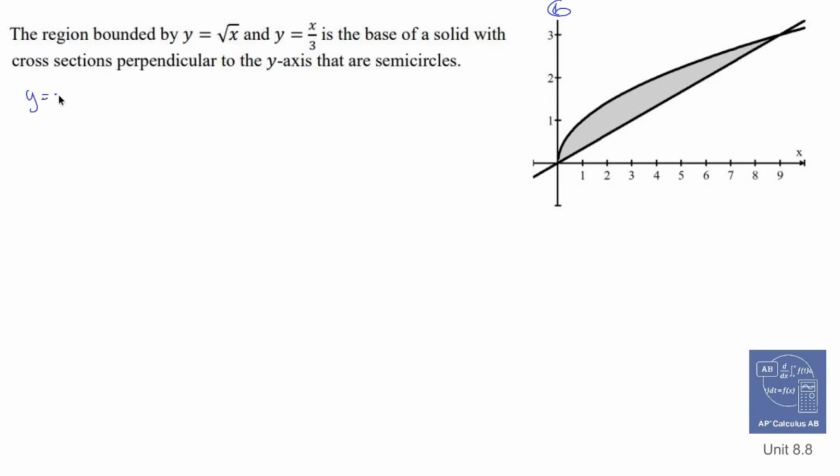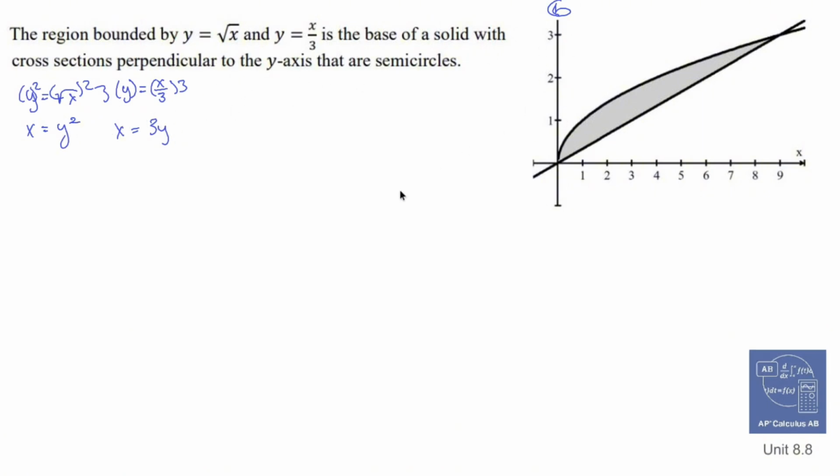So y equals root x, solving that for x is going to have me square both sides, and now I have x equals y squared, no big deal. Taking y equals x over 3 and solving that for x has me multiplying both sides by 3, and I get x equals 3y, no big deal. Okay, so if I pick one, it doesn't really matter which one.